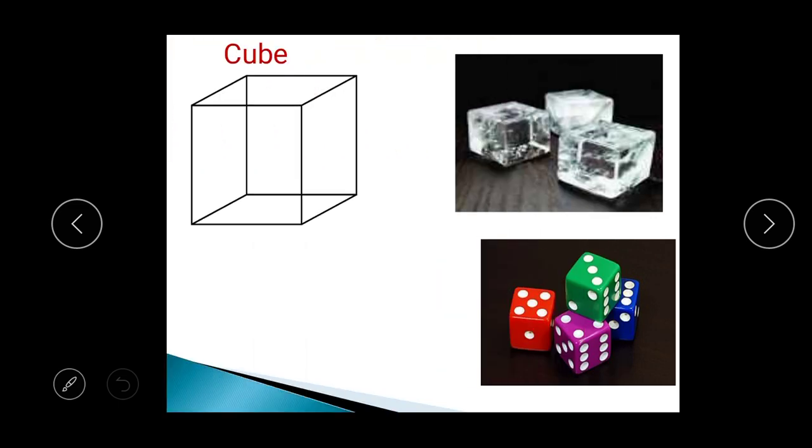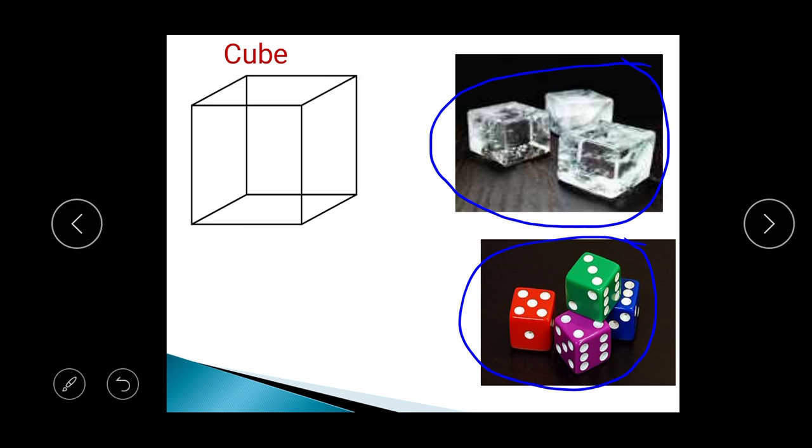The next 3D shape that we'll be learning about is cube. Okay, cube is also a 3D shape, and you can see objects around there that are in cube shape. This is your ice cube. Yes, I love to take my tea with ice cubes. Okay, another example of objects that are in cube shape is your dice. Can you see the dice? So you have your ice cube and you have your dice.